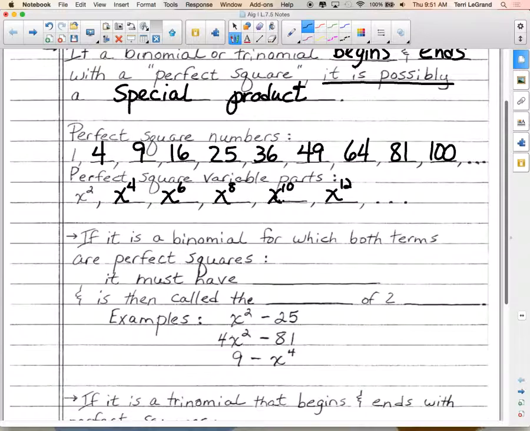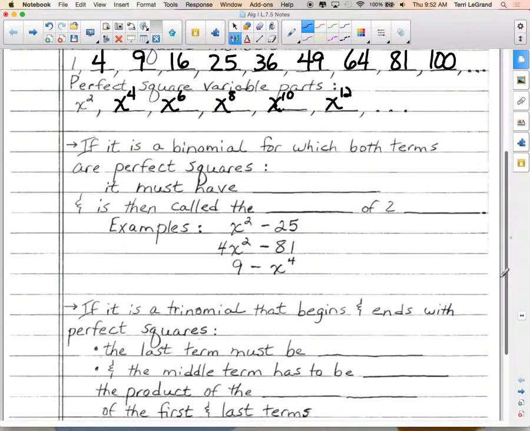So tell me then, if we were going to find the square root of x to the 12th, what would we have to do? It's as simple as just dividing the exponent in half. Half of 12 is 6, so the square root of x to the 12th is x to the 6th. Okay, so this is going to help us recognize perfect squares, whether they are just numerical or they are algebraic.